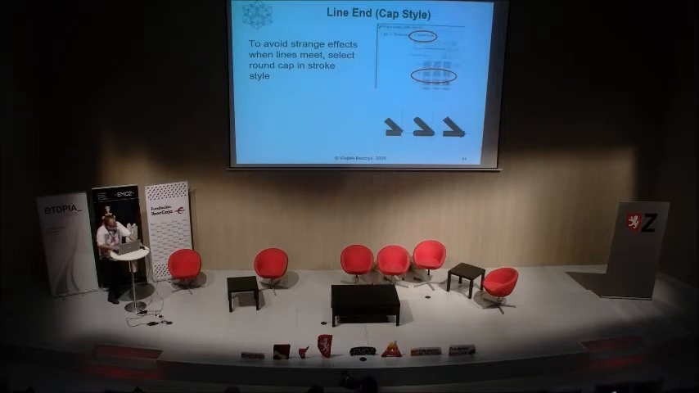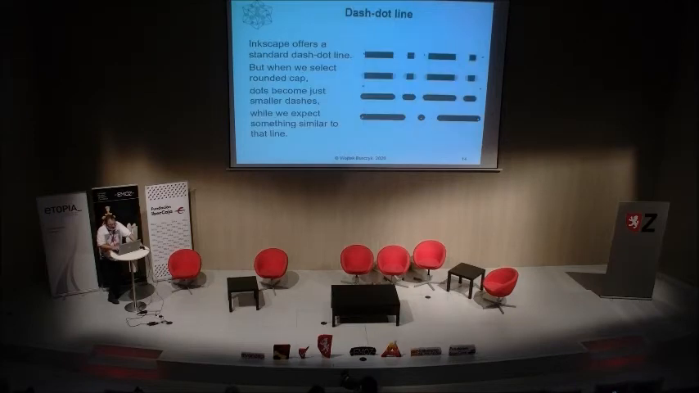Next thing what we do is dash dot line. Inkscape offers standard dash dot line, which is the first one we can see. But when we select rounded cap, I have shaded what's these round caps that are added, and our dots became smaller, just smaller dashes instead of dots. But what we expect, it's rather this last line, this on the bottom. So how to obtain it?